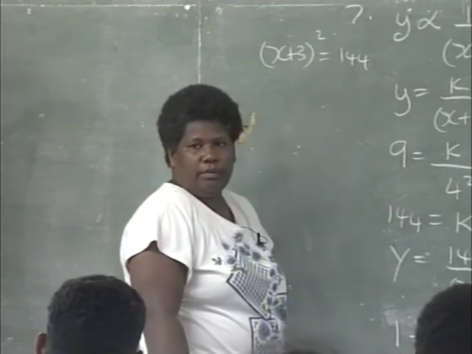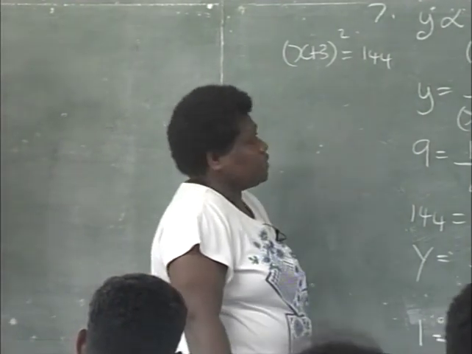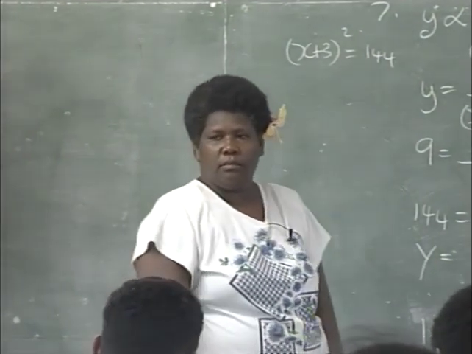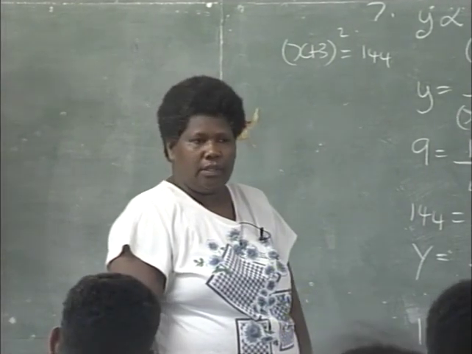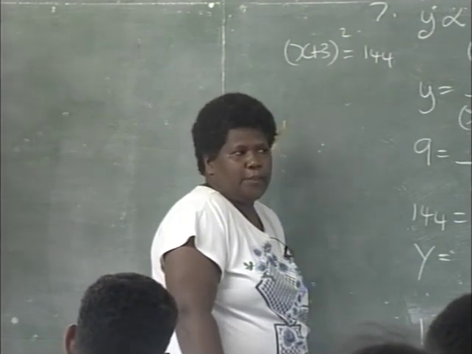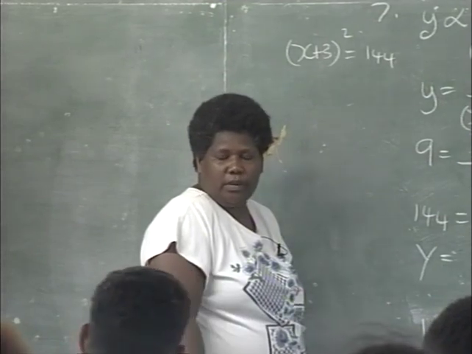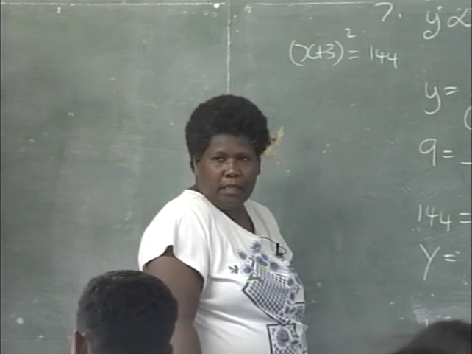Okay, how did you solve the equation? What type of equation is x plus 3 squared equals 144? Jake? Quadratic equation. Okay, you tell me how you solved it. Did you expand x plus 3 and then move 144 to the left, make one side equal to 0, or you solved it some other way? I expanded x plus 3 squared. So you got x squared plus 6x plus 9 on one side.